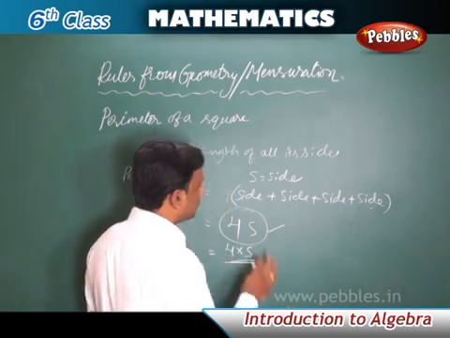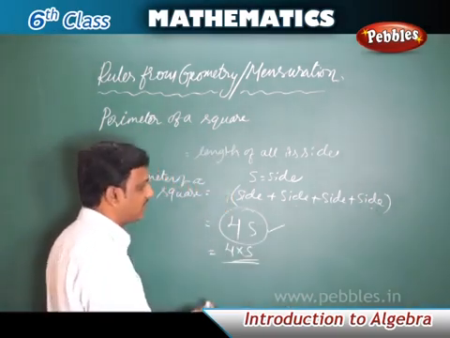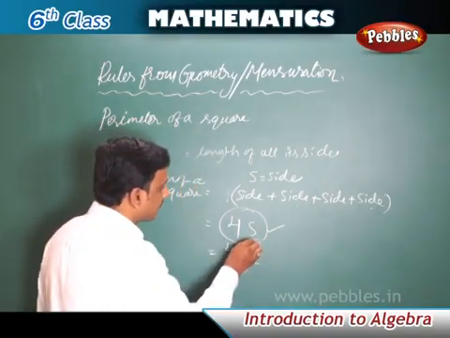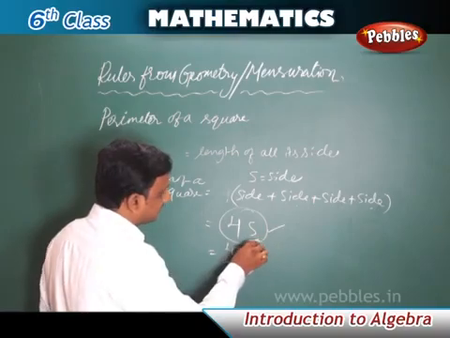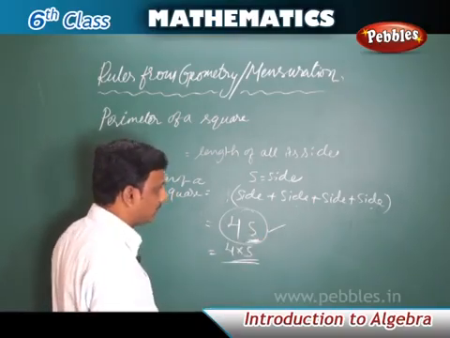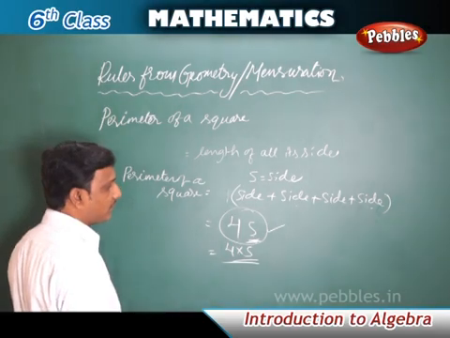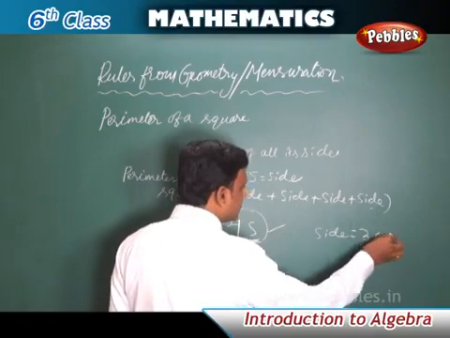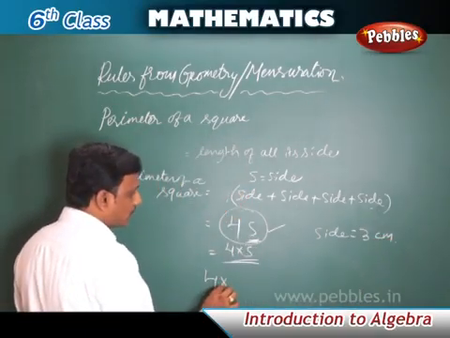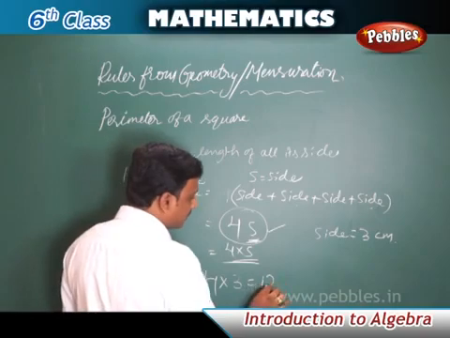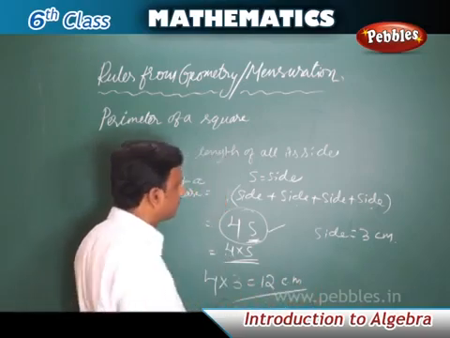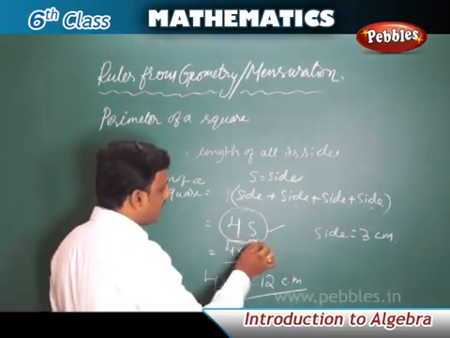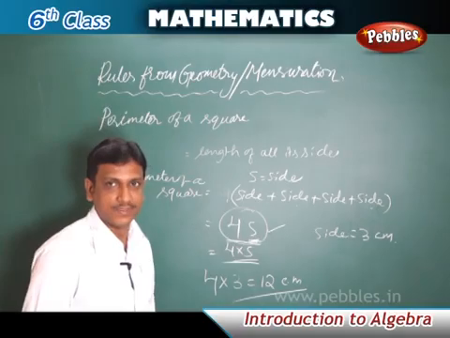Because the perimeter of a square is side plus side plus side plus side, all the sides of a square will be of the same value. So we make it 4 into side, any of the sides. So here in 4s, the s is a variable. We can substitute the value. For example, side is equal to 3 centimeters. So 4 into 3, 12 centimeters is the perimeter of the square. In this way, we can make expressions using variables.